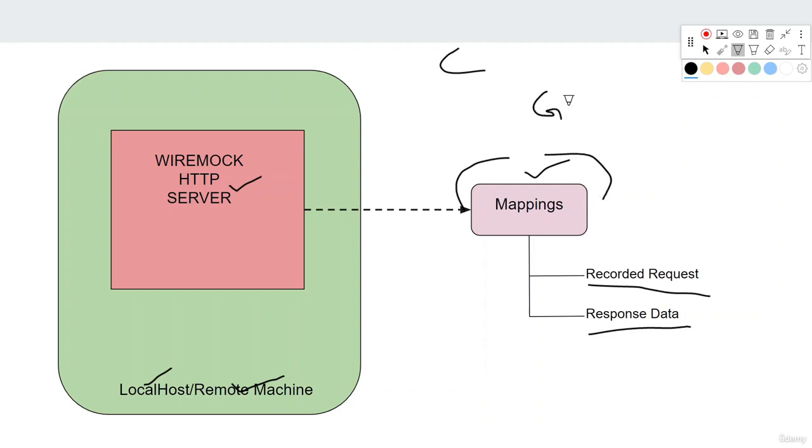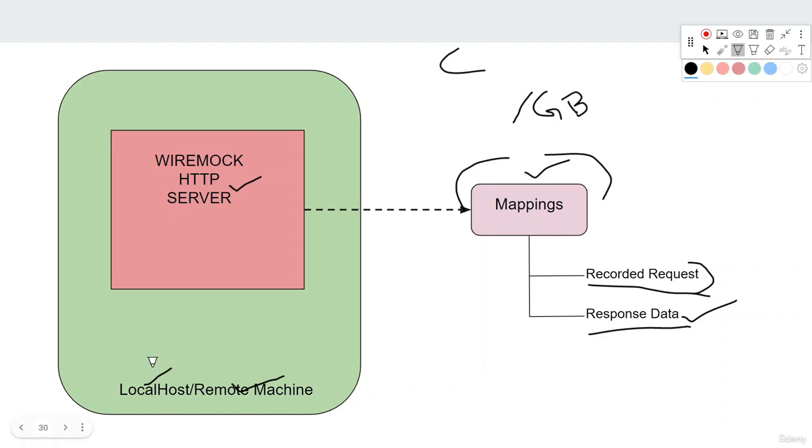Suppose we are sending a get balance transaction. It will check whether the get balance transaction is available in the mappings or not. If this is available, then it will send the corresponding response data. It can be a JSON response if it's a REST API, and it can be an XML response if it's a SOAP web service, right? So that's how this works. Mappings can be mapped in different ways, which we will be discussing in our upcoming advanced session also.